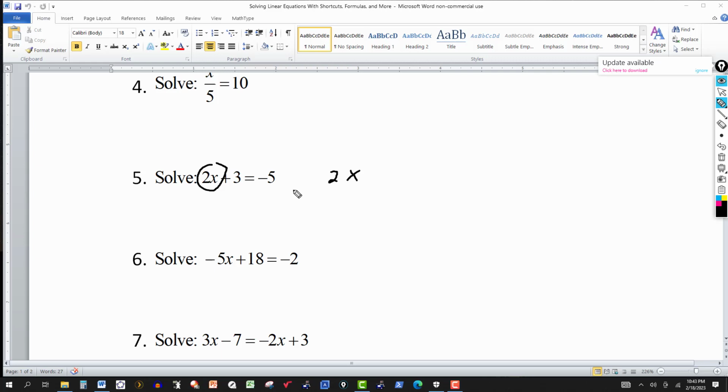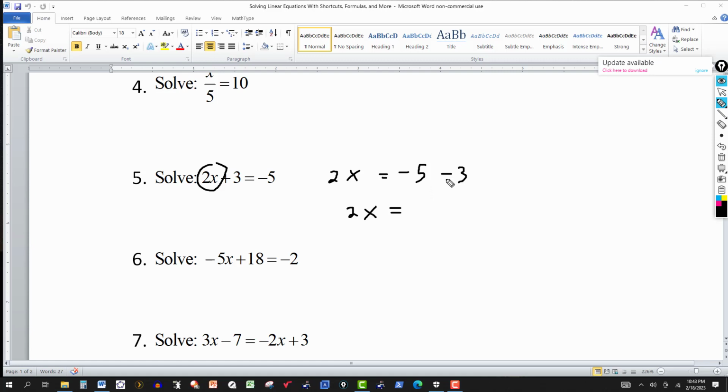Anytime you bring a term or a number from one side of the equals to the other, just change the sign. So this will become, not doing anything to the right side, negative 5 stays. Bring the 3 over. Make this a minus 3. You can also make it a plus negative 3. It's the same thing. Okay, leave the 2x the way it is.